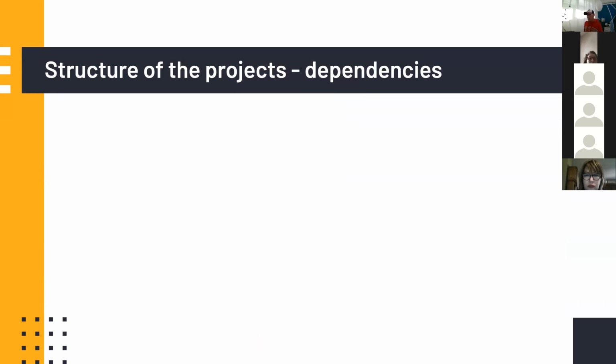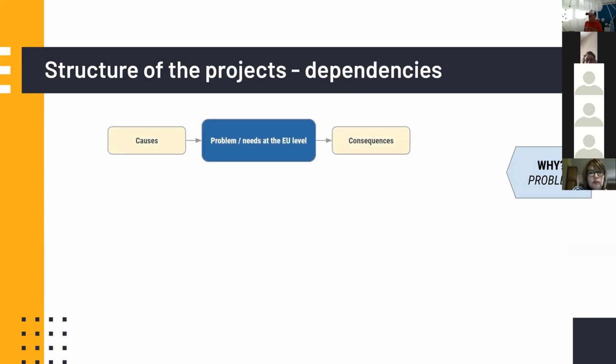So it is very important to know the dependencies between the different parts of the project. At the beginning, when you say why, we start with the problem, what the needs are at the European level, and then you need to explain what the causes and consequences are. For example, if we talk about obese kids, what are the causes? They are not moving, they are not training, their parents don't have time for that, for example. What are then the consequences? Health problems, self-esteem problems, and so on.